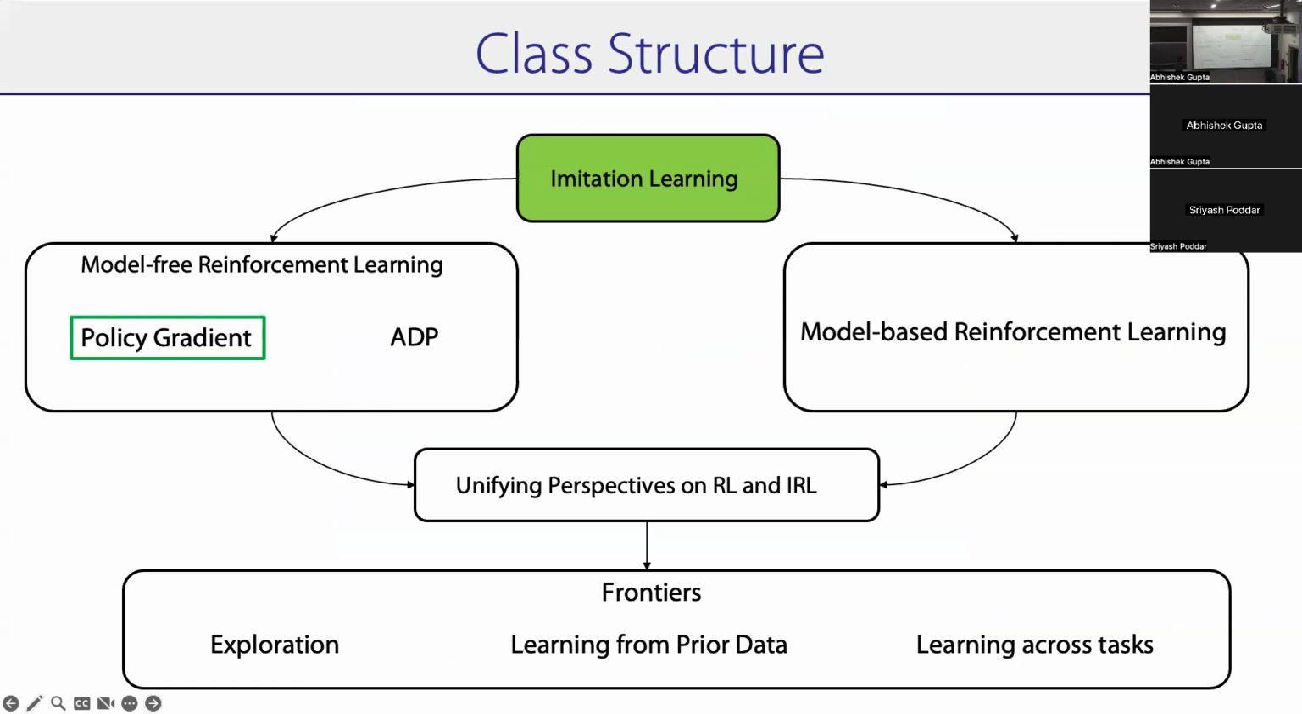So we talked about imitation learning and we saw that it was reasonable but expensive and sometimes hard to scale to long horizons. And we started talking a little bit about policy gradient. And so today what we'll try to do is finish the rest of policy gradient. And then next class we'll focus on actor-critic methods and approximate dynamic programming.